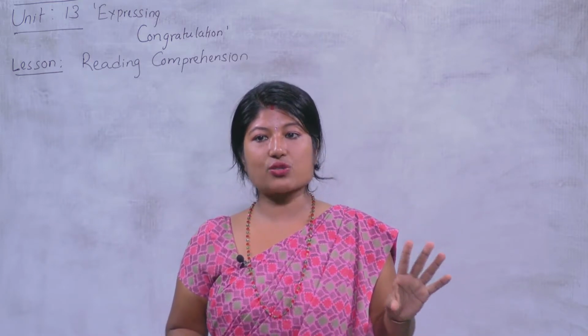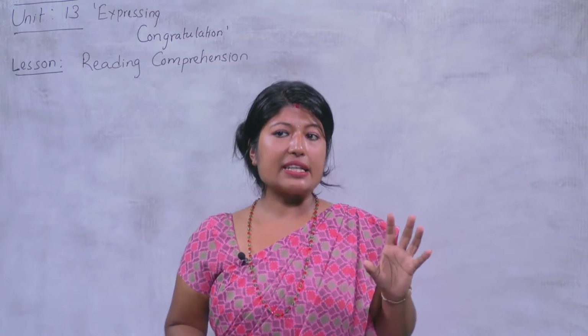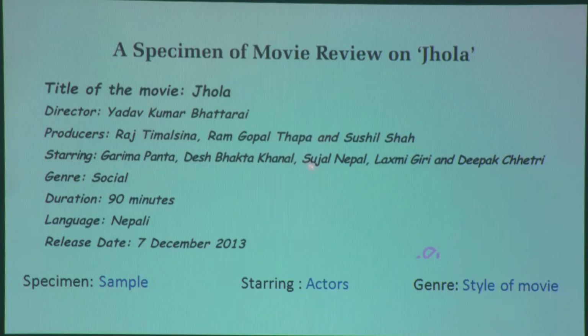Starring refers to actors; the main characters of the movie are called starring. So Garima is a central character of this movie. So these are all the main characters of the movie. And genre means the type or style of the movie. What style of movie is it? The movie Jhola is a social type of movie, okay, because a social issue is focused on in this movie. That's why this is a social movie.